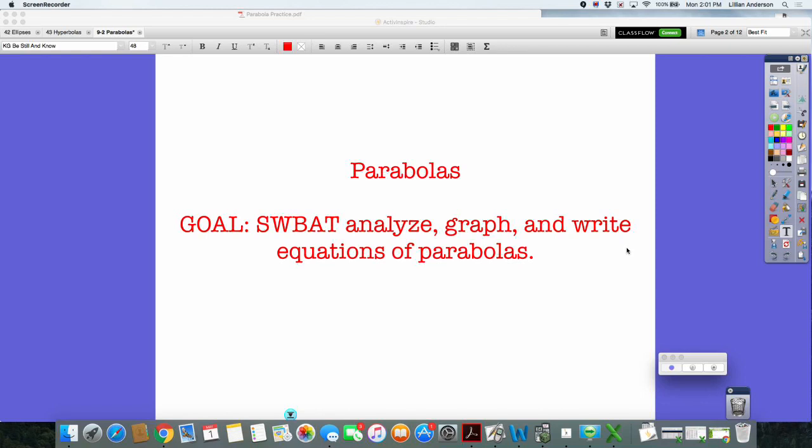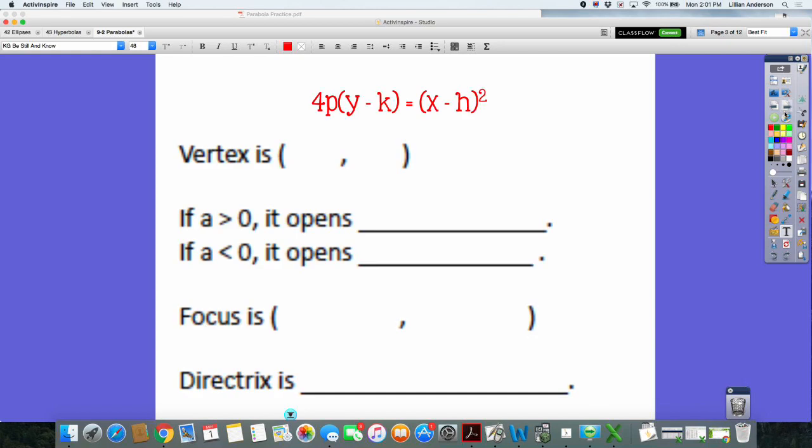Talking about parabolas. You guys are going to be able to analyze, graph, and write equations of parabolas. Just like how you were able to do for circles, you guys are going to be doing the exact same thing, except this time for parabolas.